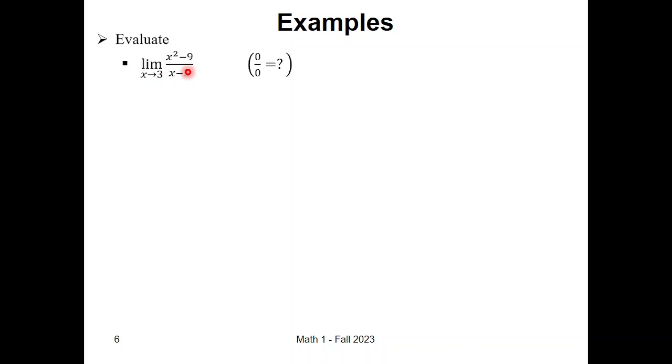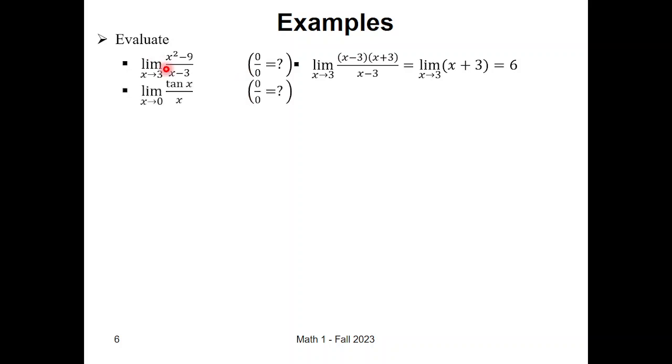How to deal with this? Very simple. We can factorize the numerator and then cancel this bracket with this bracket. So the remaining function is x plus 3, and this function is defined at x equals 3. Then the result equals 6. So this is the limit of this function as x tends to 3.